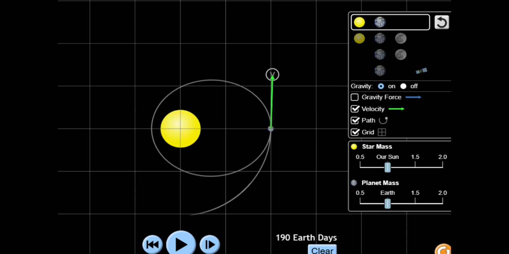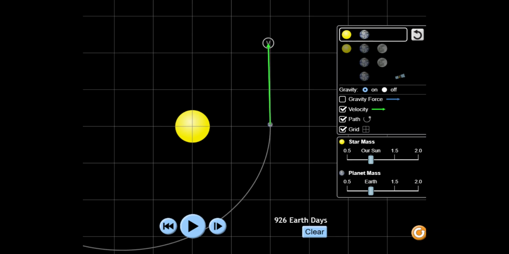Changing the planet's velocity had a much larger effect. Reducing velocity caused the orbit to become more elliptical. The planet also moved faster when it was closer to the star and slower when it moved further away, which demonstrated Kepler's second law.